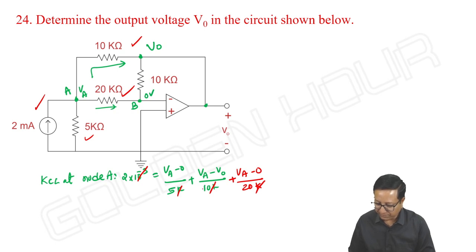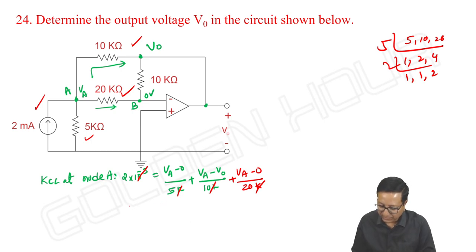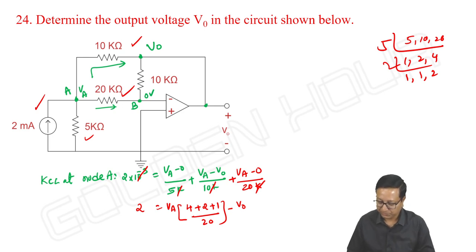So VA by 5 plus VA by 10 plus VA by 20. So what is their LCM? 20, no? 5, 10, 20. So 20 is their LCM. So VA into, here, what do you get? 4 plus 2 plus 1 by 20 minus V output by 10 is equal to 2. Sorry, V output by 10.